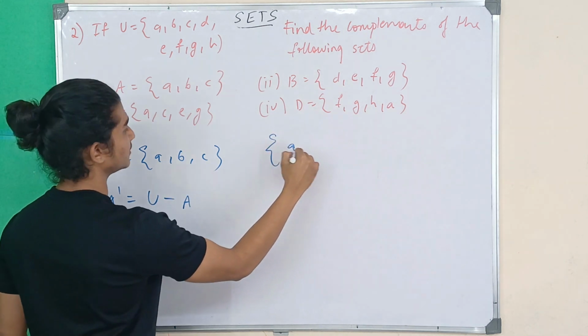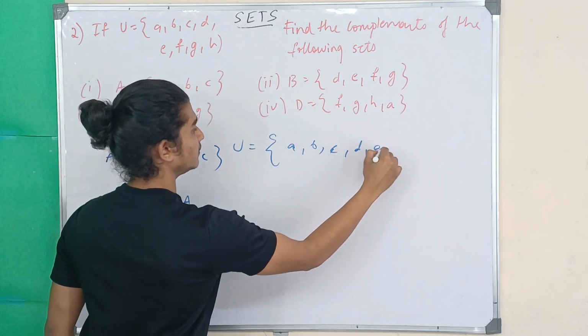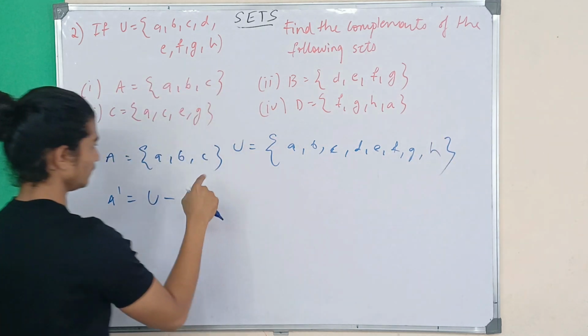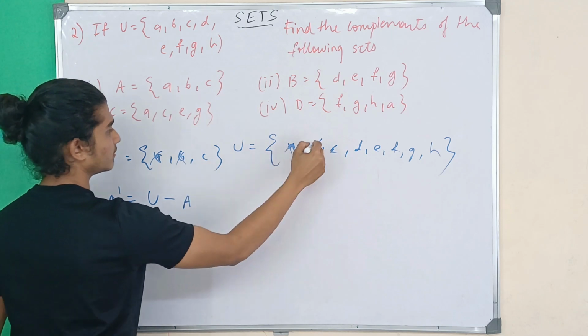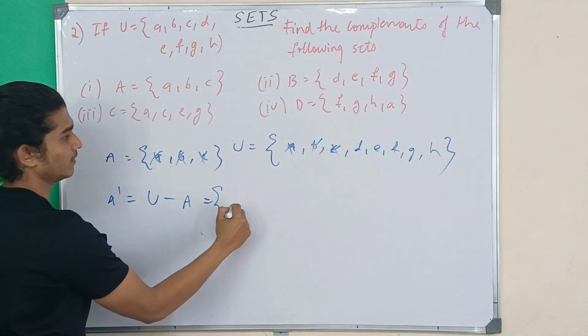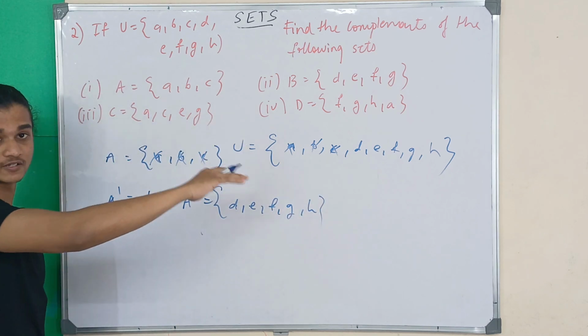So the universal set is A, B, C, D, E, F, G, H. So this minus this, right? Cancel the common elements, cancelled. Then list all the elements left. So that's your answer: E, F, G, H. It is literally the same for the rest of the problems.